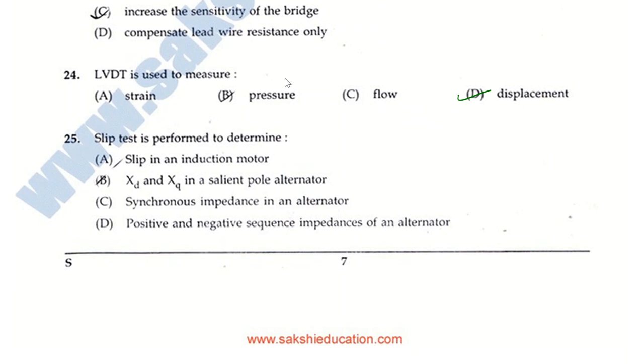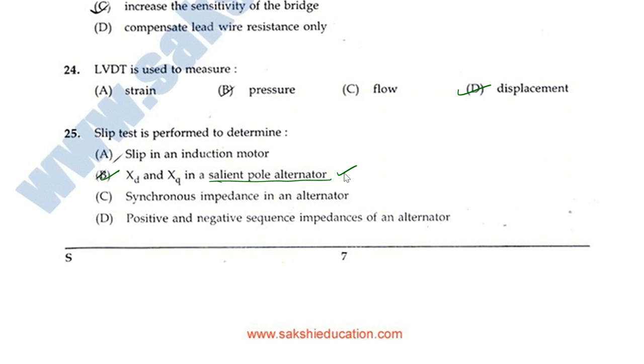Slip test is performed on no load, and it is used to find the quadrature axis and direct axis reactances of a salient pole alternator. So the answer will be B here. Okay, and we'll move to the next question here.